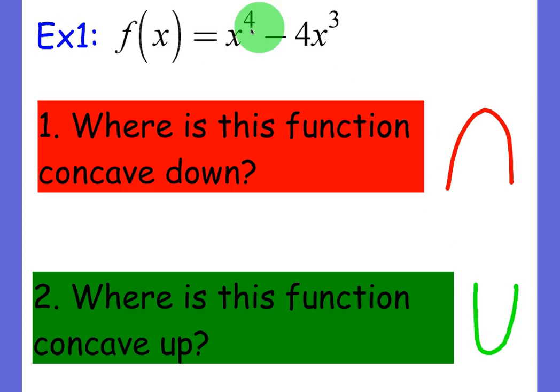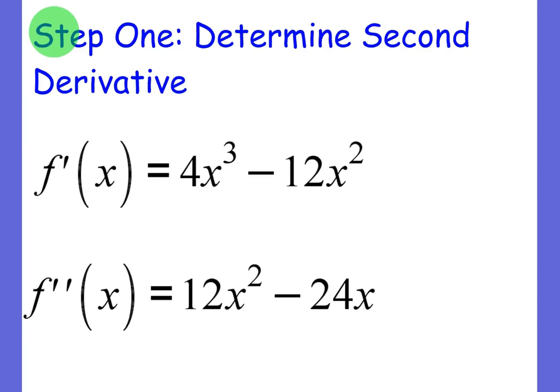Some functions are neither, for example, flat functions. But anyways, we want to figure that out by the equation. Remember, we talked about in the last video, it has to do with the second derivative. So let's take a look. So step one, we're going to take the second derivative, and that's going to tell us what's happening to the tangent line, whether it's increasing or decreasing.